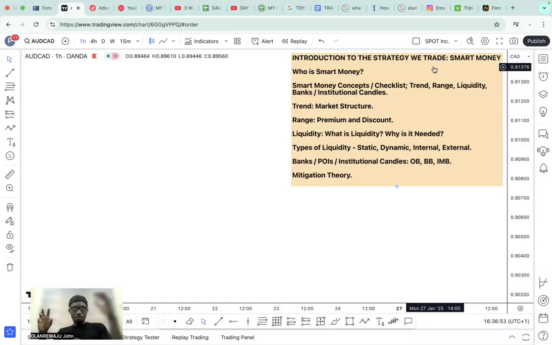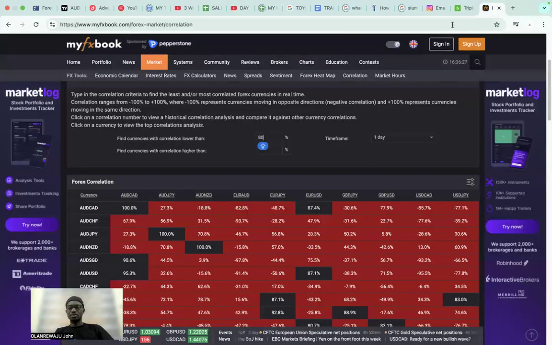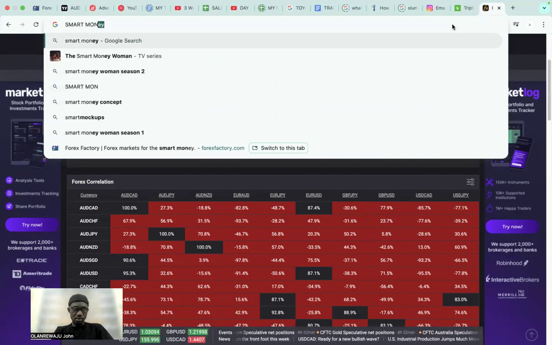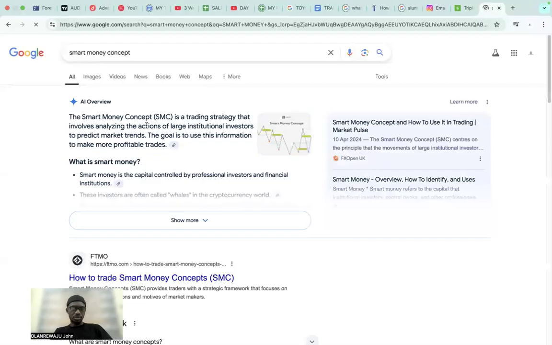Like, is it different from what I've taught you? No, but this adds more confluence to it. So there are some people we call smart money. It is often called smart money concepts. When you check Google, I'm so sure you would see it. Can you see smart money concepts?